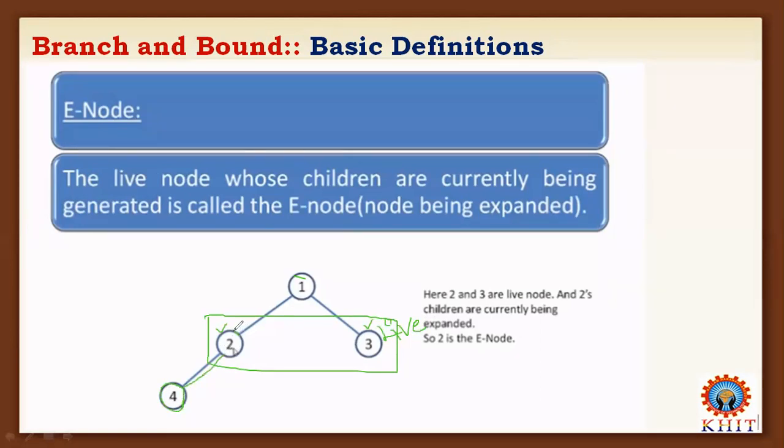So we can consider node 2 as the E-node. Node 2 is to be considered as the E-node. Why is node 2 to be considered as the E-node?